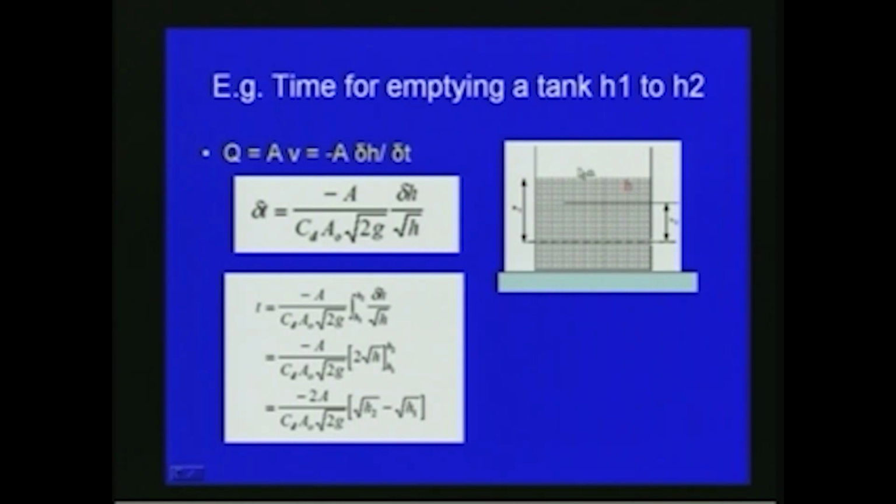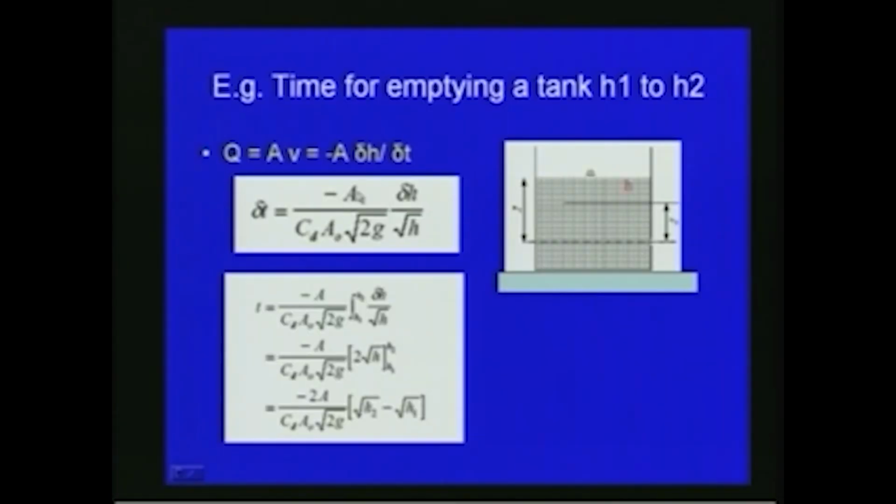So again, Bernoulli's equation can be utilized here. Say H is the level difference, H1 minus H2, so that we can write the discharge Q is equal to A into the velocity. Since the level is going down, we are using minus here. So this is equal to minus A into del H by del T, because with respect to time this head is changing. So Q is equal to minus A into del H by del T. This we want to find here: the time for emptying the tank from H1 to H2.